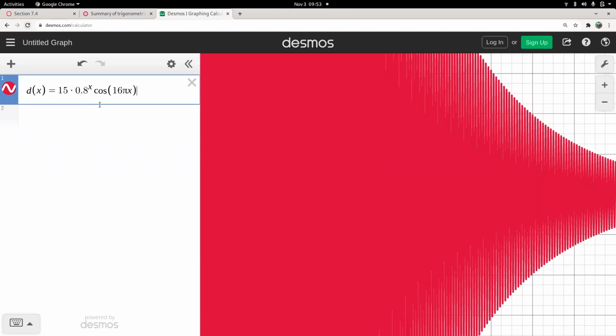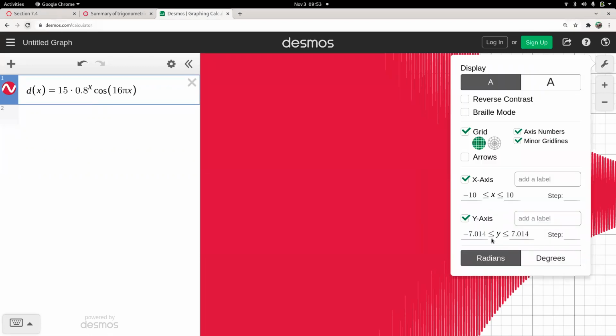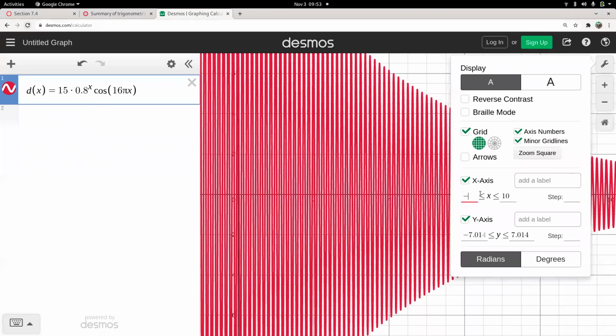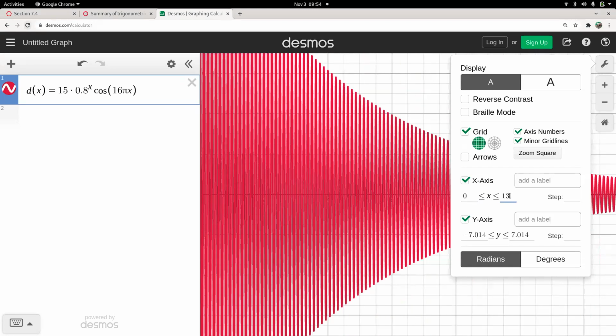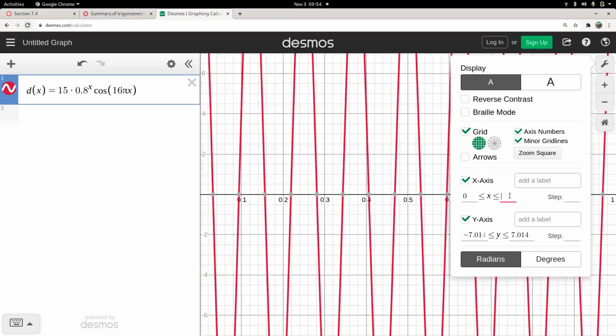Whoa, it's oscillating very fast in this window. Let's see, what is my window? We don't need those negatives. So let's go X over here. Let's start off at 0. And remember, it's oscillating 8 times per second. And I'm looking at 10 seconds. So that's going to show 80 oscillations. That's kind of a lot. So let's maybe go for 3 seconds. That'll be 24 oscillations. Oops, not 13, I want 3.